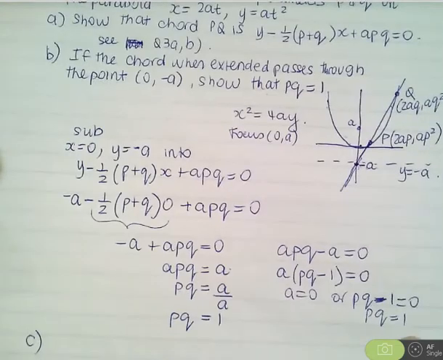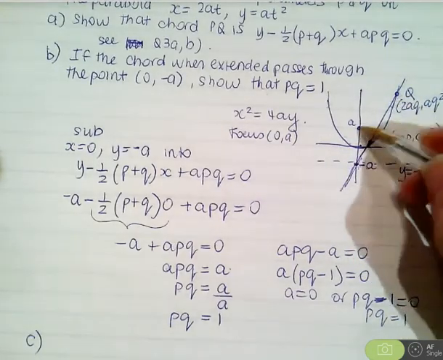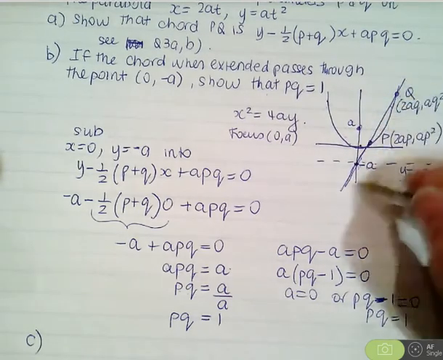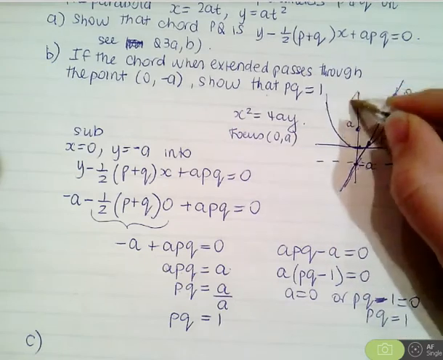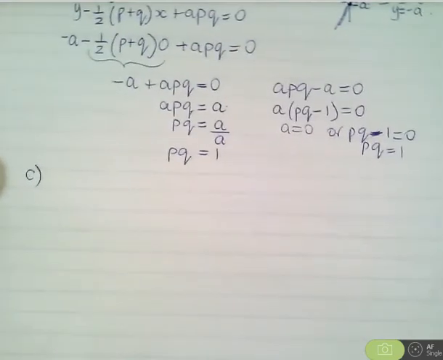Now, we did look at something similar to that before, but before PQ was passing through the focus, okay? So the chord PQ is not always a focal chord. It can sometimes pass through the axis of the parabola on the directrix, as it has done here, okay? Now we're going to look at part C.